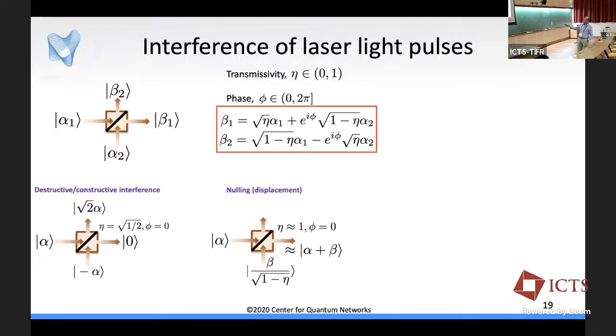The square root of 1 minus theta cancels. Right? So if I put alpha 2 here, phi is already 0. So this whole term becomes beta. And the first term, alpha 1 is alpha, but eta is very close to 1. So I get something that is close enough to alpha plus beta by choosing eta to be very close to 1. So this setup can be used to add two complex numbers. I can add alpha to beta and I can get alpha plus beta.